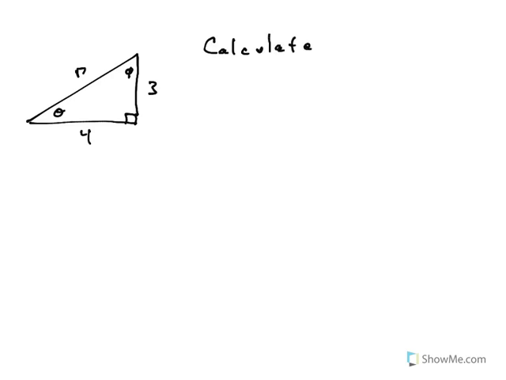Let's take this example first. Here's a triangle. Here's my right angle. Let's say this side is 3, this side is 4. I'll call this theta, and I'll call this phi. And I'll call this side r. And so my question is, given this right triangle, calculate r, theta, and phi.